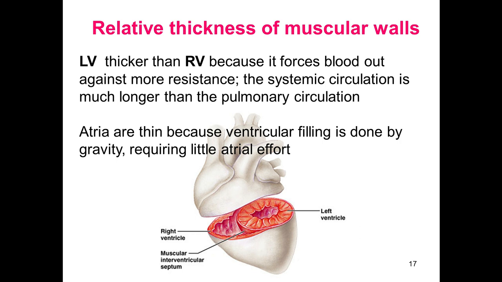If I ask you the thickness of the muscular walls of the right ventricle and left ventricle, can you tell me which one is thicker? Yes, the left ventricle is thicker. Why? Because it has to force blood out against more resistance. And the atria are thin because ventricular filling is done by gravity, so the atrial effort is less. So if you compare the walls, the left ventricle is comparatively thicker than the wall of the right ventricle.